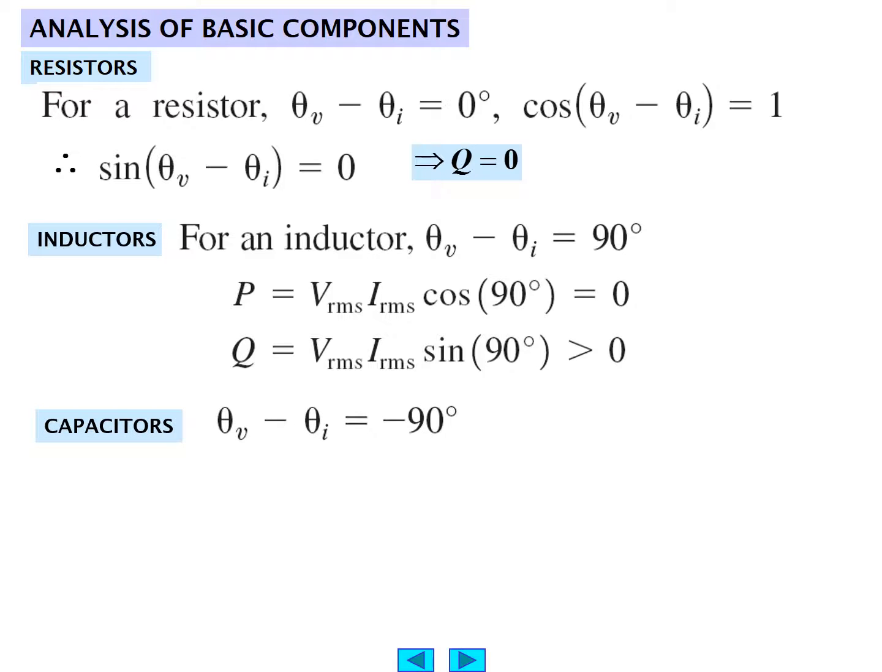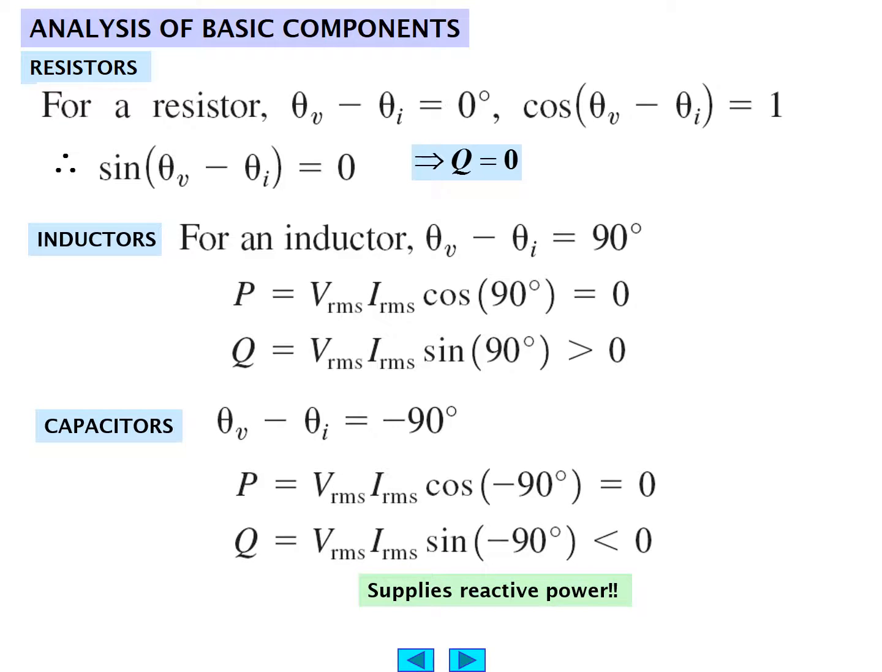Likewise, for a capacitor, theta V minus theta I is equal to minus 90 degrees. The active power P still remains 0, cosine minus 90 degrees. And now we have Q, VRMS times IRMS times sine of minus 90, which is actually less than 0, which means that capacitors actually supply reactive power as a result, back to the source.